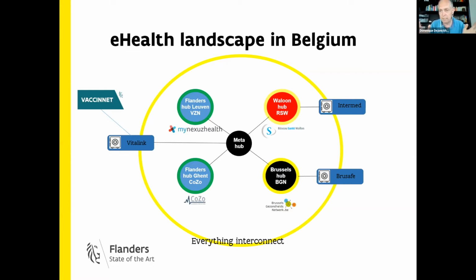So via this network, everything is interconnected, and you will see that when we have registrations in Vaxenet, we share them via Vitalink in Flanders, and we share all the vaccinations of the whole population. And via all those hubs and interconnected electronic health records, everybody can consult the data and the vaccination status of our citizens.